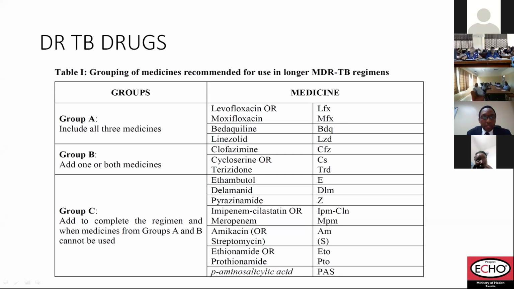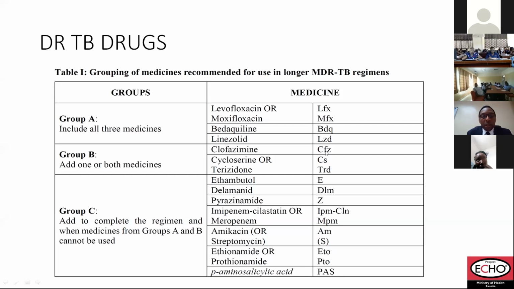I'll repeat this again. The priority drugs for treatment of drug-resistant TB are drugs in groups A and B. You only bring in drugs from group C as add-on drugs or because you could not constitute a full regimen from groups A and B. And those circumstances do occur, though quite rarely.